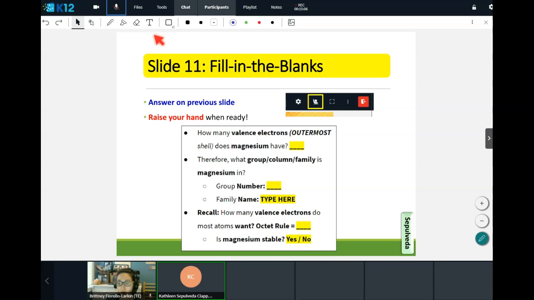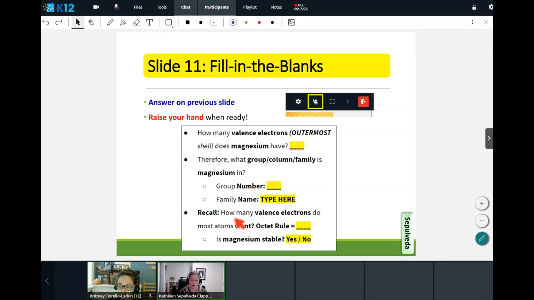All right, so let's take a look at that slide. Look at the answers here. How many valence electrons in the outermost shell does magnesium have? We're going to go back to that previous slide to help you out. Therefore, what group or column is magnesium in? Group number, make sure you type it out correctly, all of it. Don't give us any shorthand. Correctly type it all out.